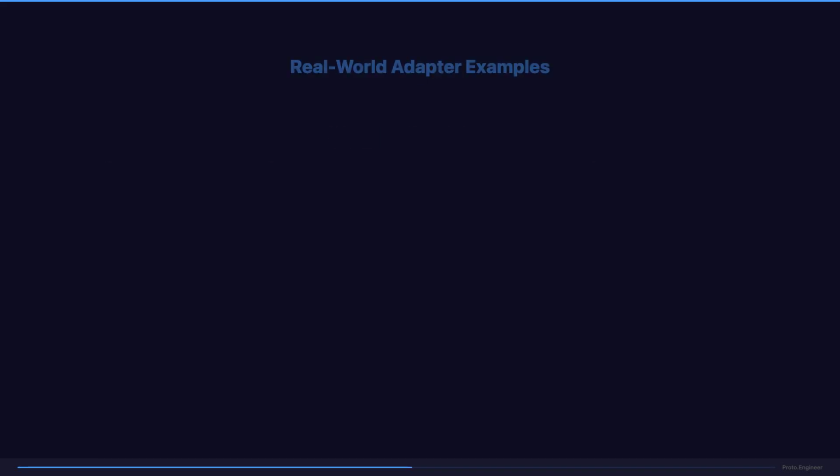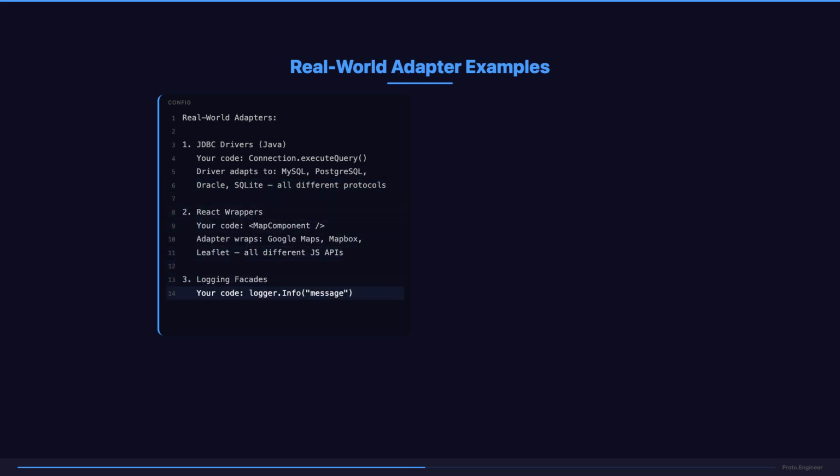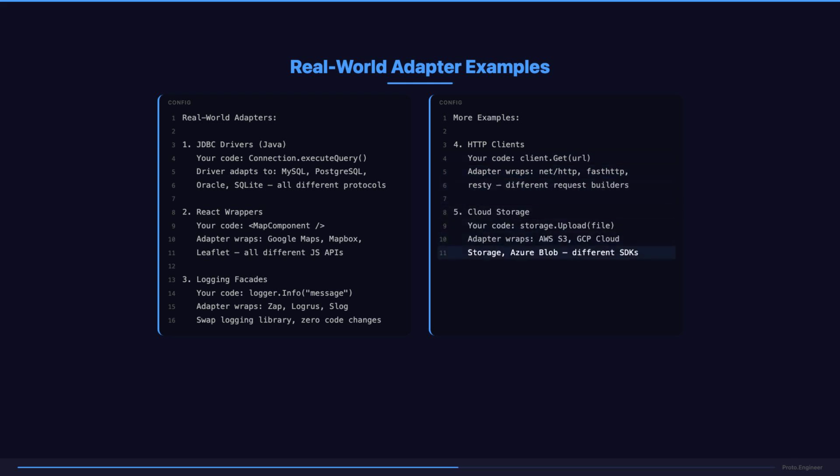Adapter is everywhere in production software. First, JDBC drivers in Java. Your code calls connection.executeQuery. The JDBC driver adapts that call to MySQL's wire protocol or PostgreSQL's protocol or Oracle's. Different databases, same interface. Second, React component wrappers. Your component renders a map component. Under the hood, an adapter wraps Google Maps, or Mapbox, or Leaflet. Each has a completely different JavaScript API. The adapter normalizes them.